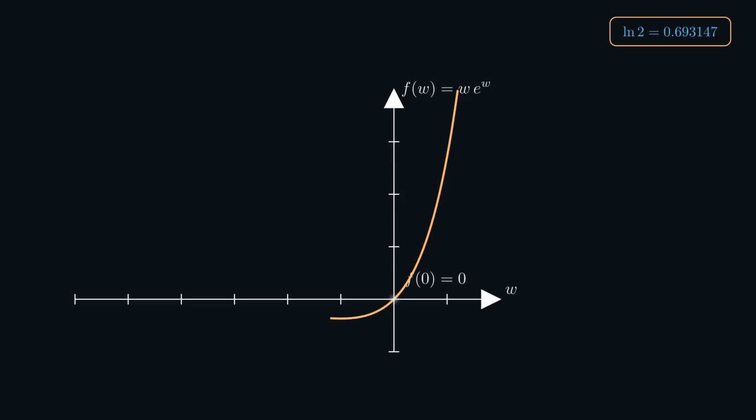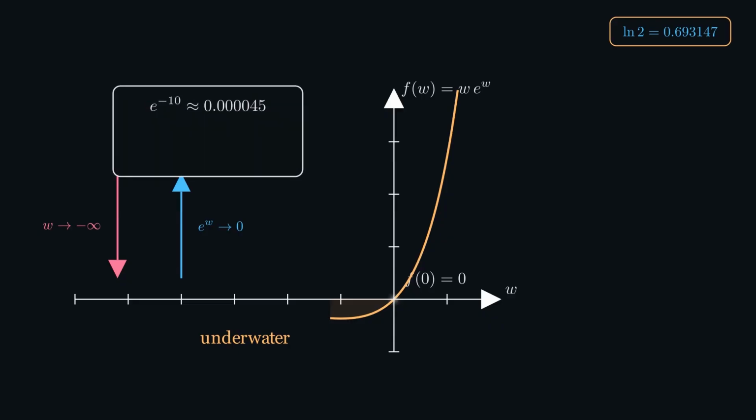For w negative, w is negative, e to the w is positive, so the product is negative. The whole left side of this curve lives underwater. And far to the left, as w heads to negative infinity, two forces arm wrestle. The factor w pulls down to negative infinity. The factor e to the w shrinks toward 0. Who wins? Try w equals negative 10.